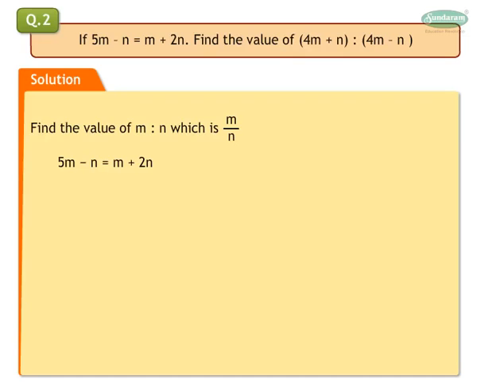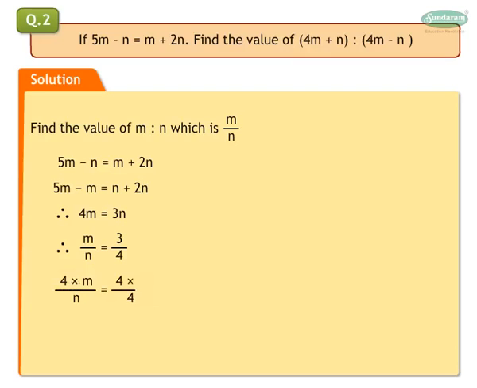Bringing like terms together, we get 5m minus m is equal to n plus 2n. Therefore, 4m is equal to 3n. Therefore, m upon n is equal to 3 upon 4. Since m upon n is 3 upon 4, we multiply the numerators of both sides of the equation by 4.